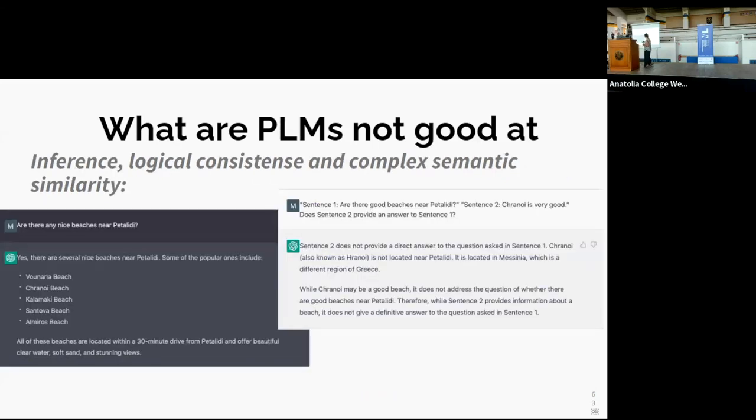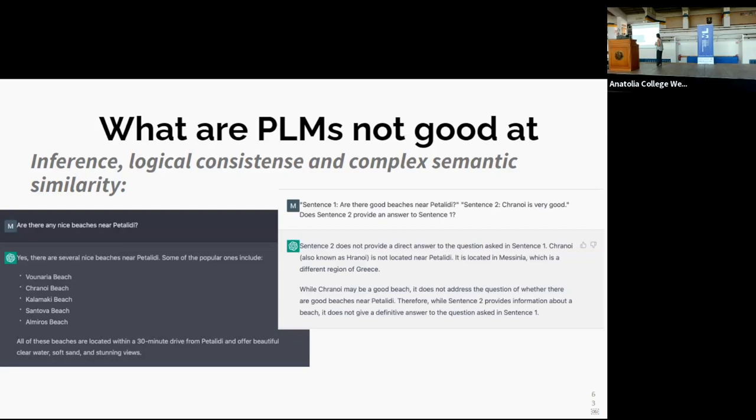So for example, here I had asked, this was actually quite a simple semantic similarity issue. So I'd asked it, are there any nice beaches near Petalidi, which is a place in the Peloponnese where I was on holiday? And it gave me a number of beaches, and said all of these beaches are located within a 30-minute drive from Petalidi and offer beautiful clear water.